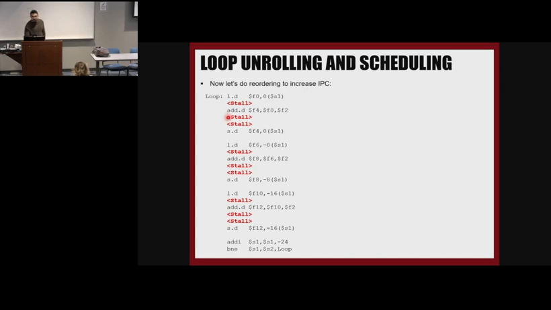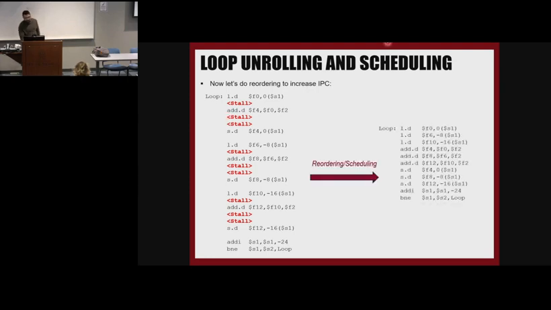Yeah, but there is a better way of doing it. If you do all the loads, then next all the adds, then next all the stores. Yeah, that's the right answer. So we do all the loads first. Let's see how it changes. We do all the loads first, and then we do all the adds, and then all the stores.